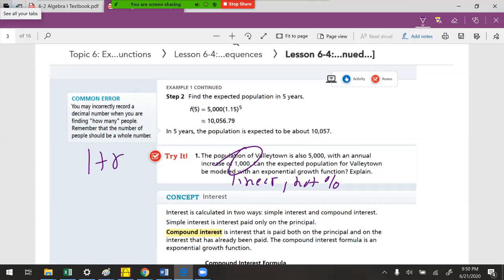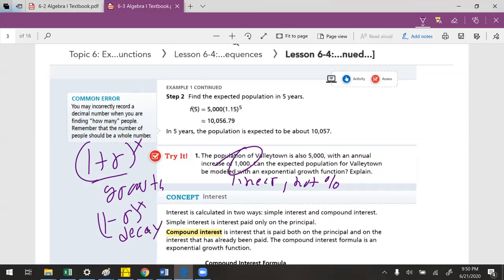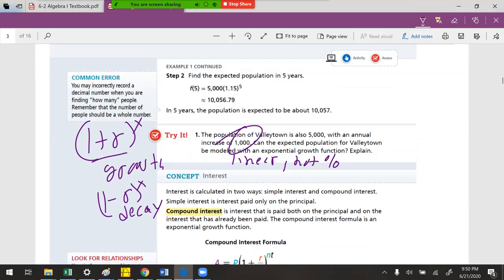1 plus R, that's growth. Okay, 1 minus R, that's decay. Important, very important. Oakley dokley.